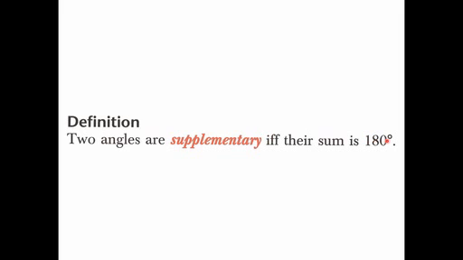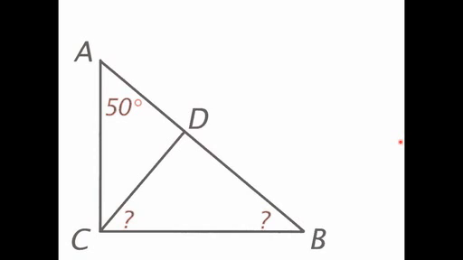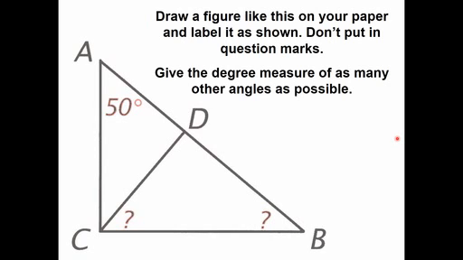Let's use those two ideas as well as some previously learned things to try to do this. Draw a figure like this on your paper. You don't actually have to do that. You can use the picture up there. Label it as shown and don't put in the question marks. Give the degree measure of as many other angles as possible. So I'll pause here just for a minute.